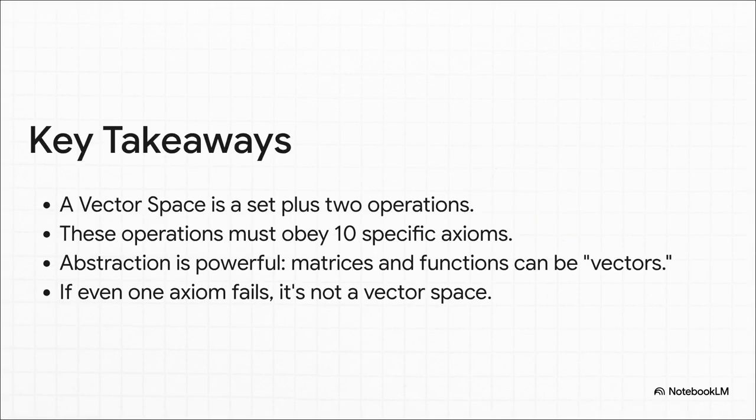So let's just quickly recap the big ideas here. First, a vector space is a package deal. It's a set plus 2 operations. Second, that whole package has to satisfy all 10 of the axioms to qualify. Third, the real power here is abstraction. It lets us apply one powerful toolkit to many different kinds of problems. And finally, the system is strict. If even one axiom fails, the whole thing is not a vector space.